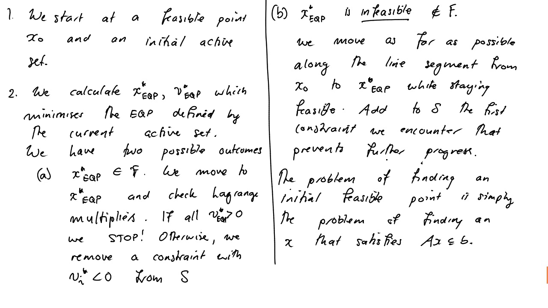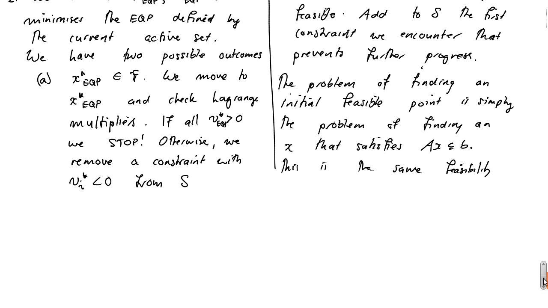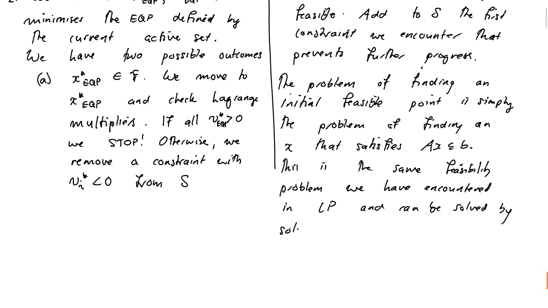This is simply the problem. So we know how to do this. This is the same feasibility problem we encountered in LP, and can be solved by solving a phase 1 LP. Hooray.